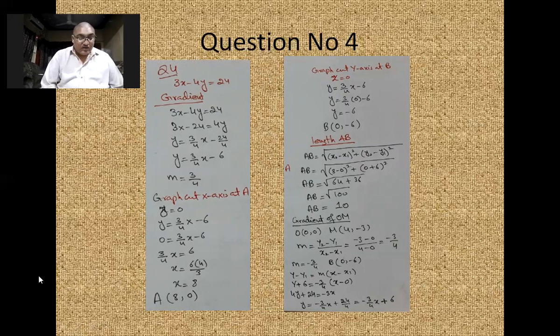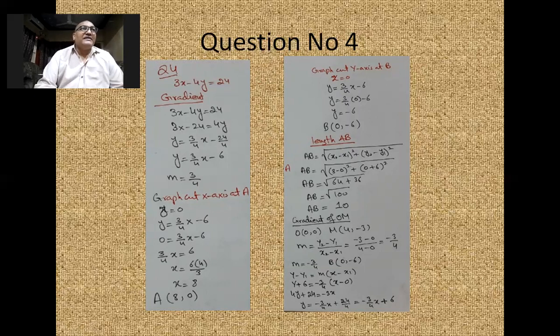The question is: the line L has equation 3x minus 4y equals 24. It intersects the x-axis at A and the y-axis at B. Given that M is the point (4, minus 3), find, the first question, the gradient of the line L. So this is that line, 3x minus 4y equals 24. We know the equation of this line and we want to find out the gradient of this line.